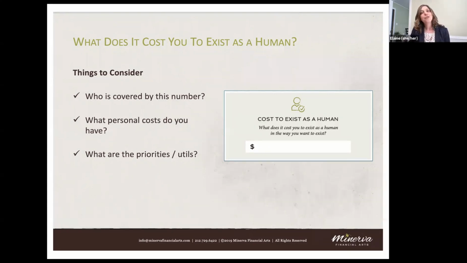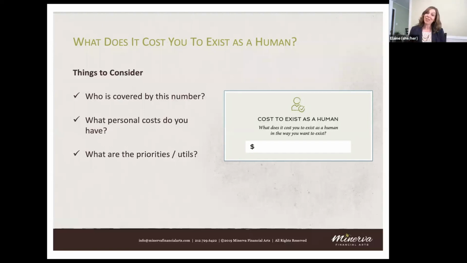So I'd encourage you to think about this number in the context of including your priorities and what we call your utils, UTILS. That's an economic term that's an abbreviation for utility value. And those are the things that have a high level of value to you relative to their cost.